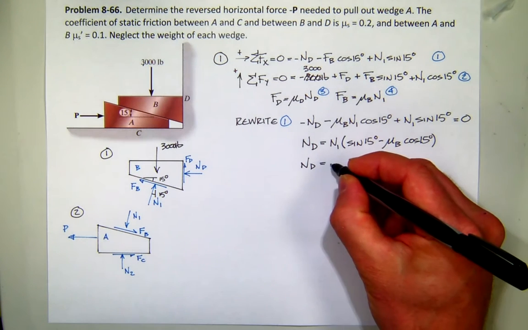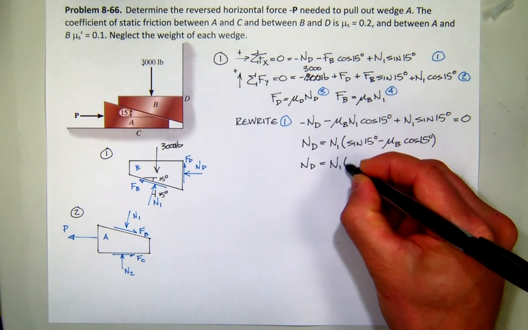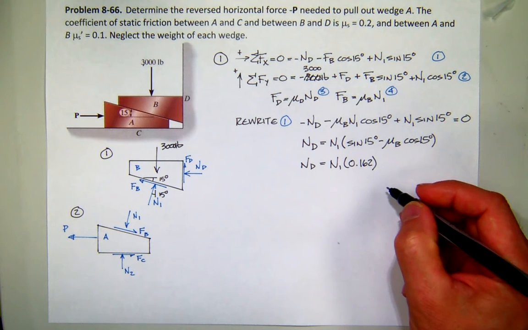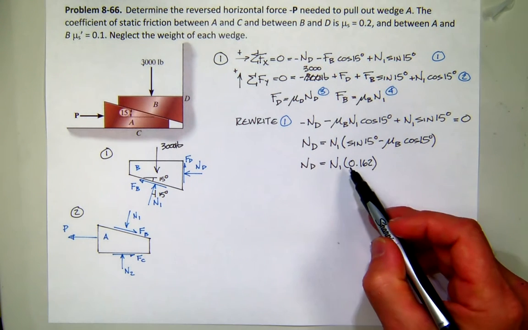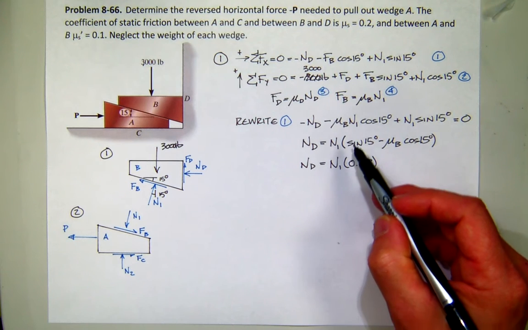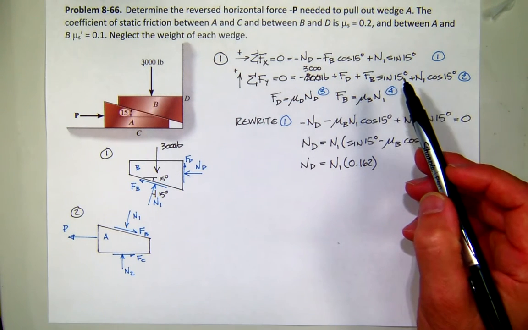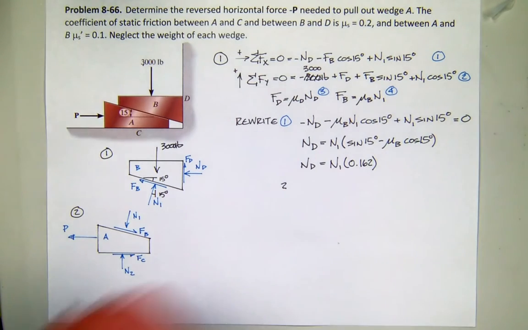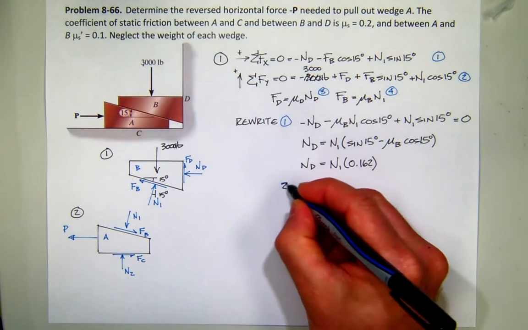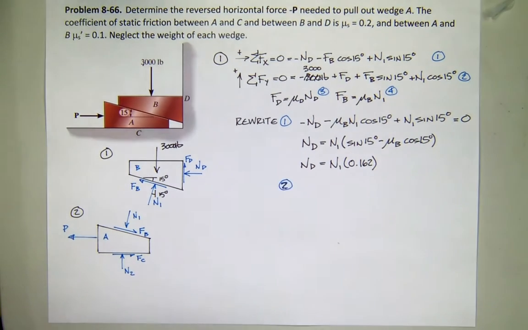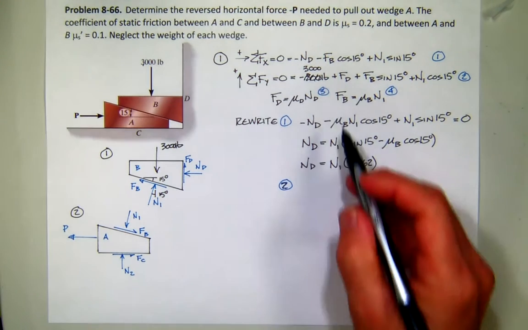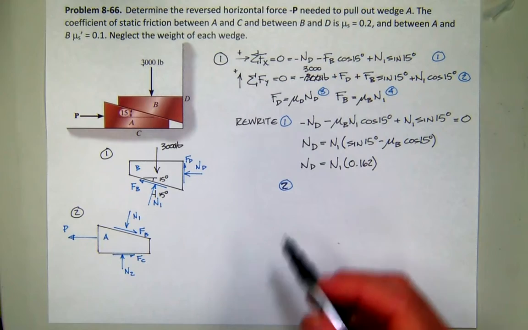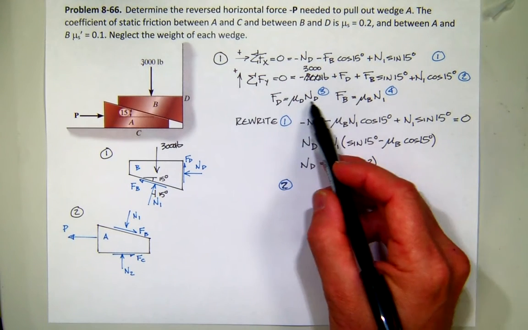That's what I got. So I got N1 times 0.162. I can now take that and plug that in where? To equation 2. So I'll go back to blue 2. Let's see what I've got. Got 3,000. I've got FD. What's FD? That's these two things.